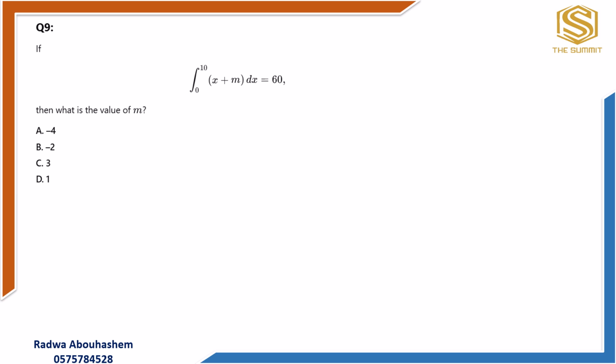Okay, from 0 to 10, take the definite integration for x plus m. M is just a number, so to take the antiderivative of a number, you just put x beside it. So let's take the antiderivative first. It would be x power 2 over 2 plus mx, and I have to integrate. So it would be from 0 to 10. So let's see.